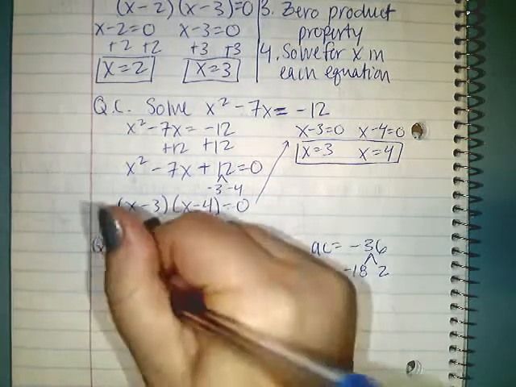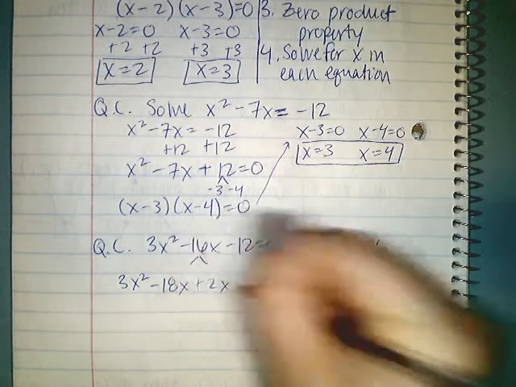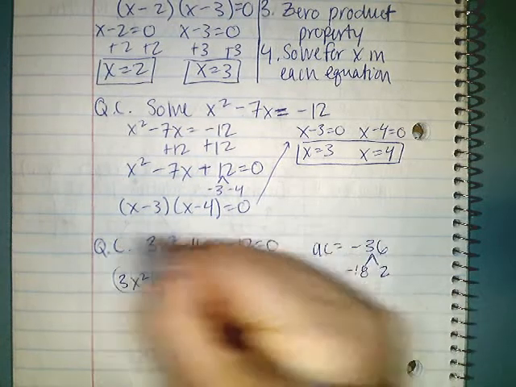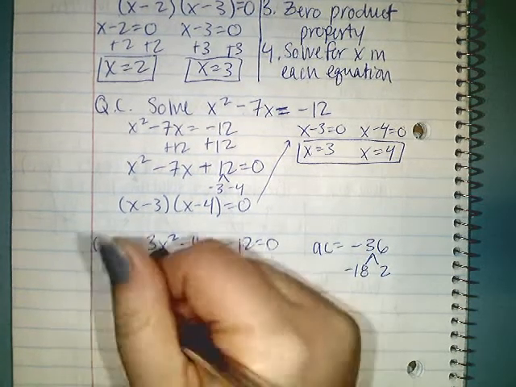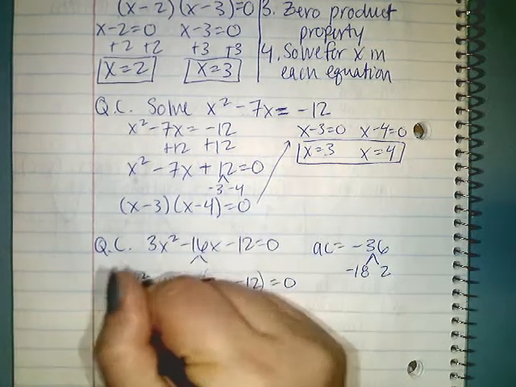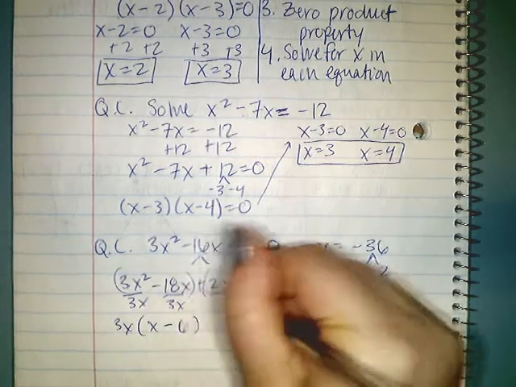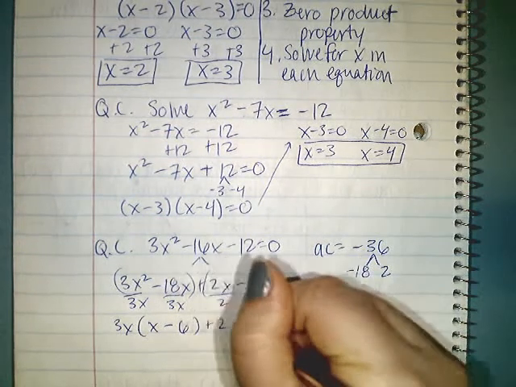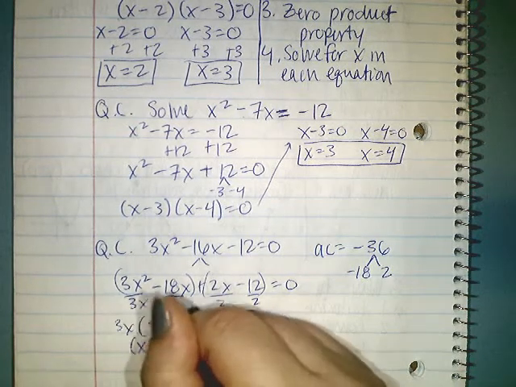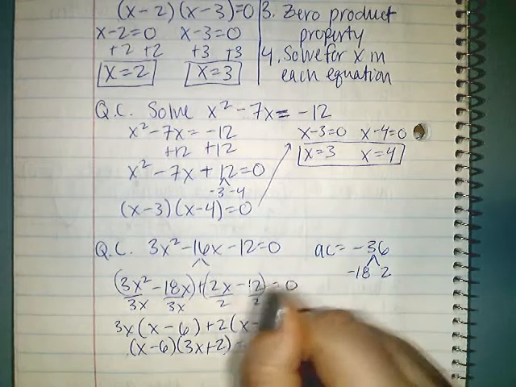I'm going to split that middle term. So I have 3x squared minus 18x plus 2x minus 12 equals 0. Group my first two and last two. My GCF in the first one is going to be 3x. So I have 3x times (x minus 6). The other one is going to have a GCF of 2. So I have plus 2 times (x minus 6). I take out my GCF of x minus 6, (3x plus 2). This all still equals 0.